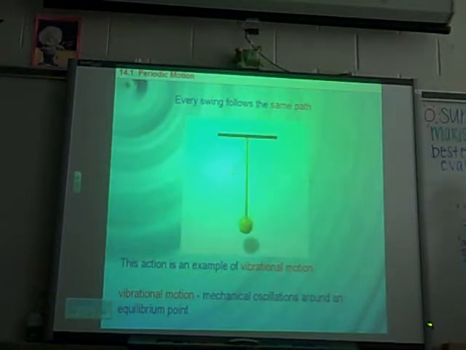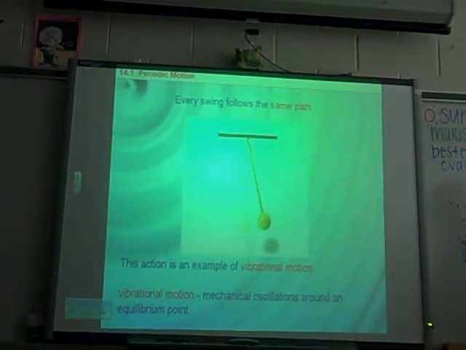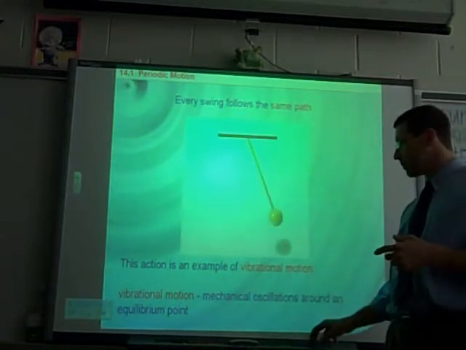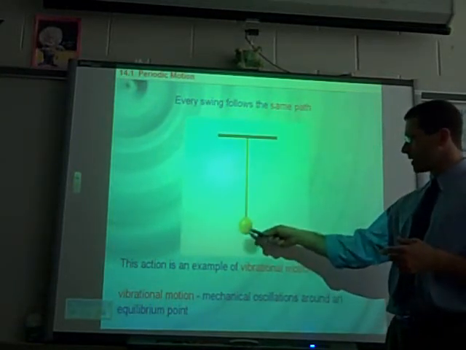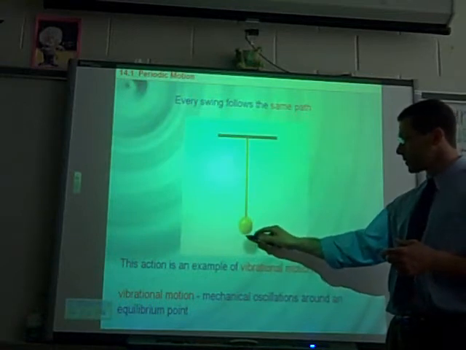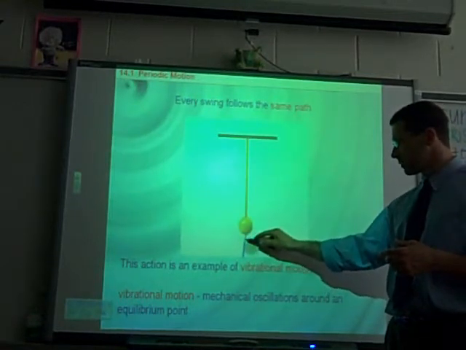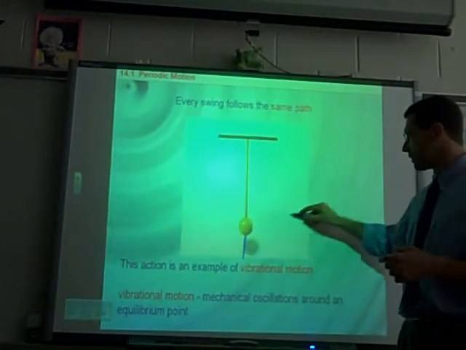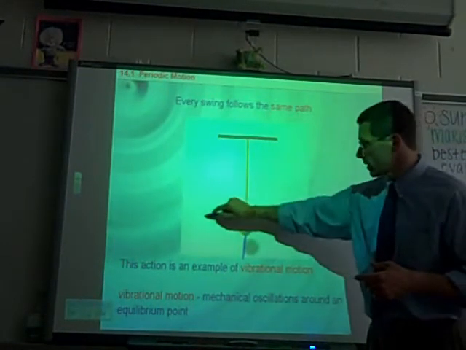What is the equilibrium point, or where is it? At the bottom, right? If you might imagine if there were friction here, this thing would slow to a stop, and it would stop right at the bottom. So that is the equilibrium point right there. And so it's oscillating back and forth around that point.